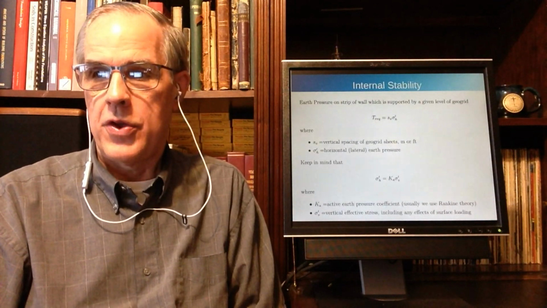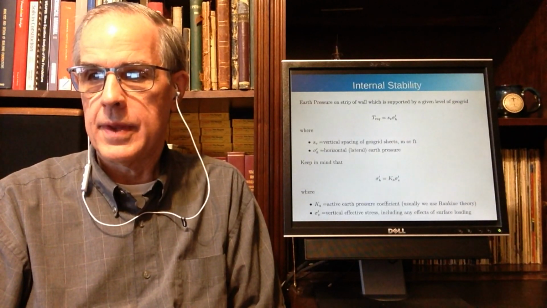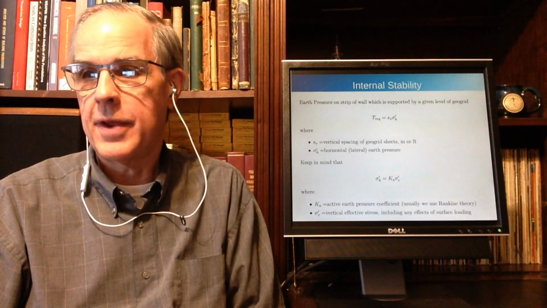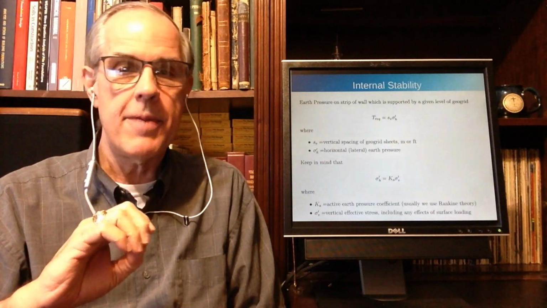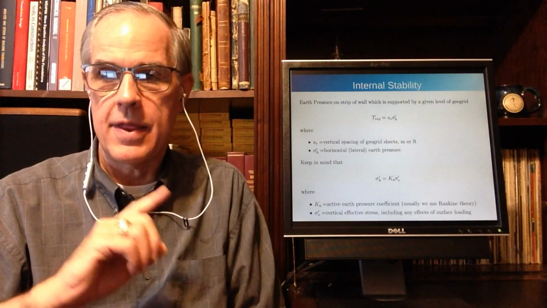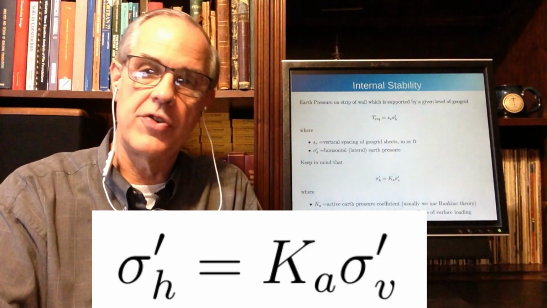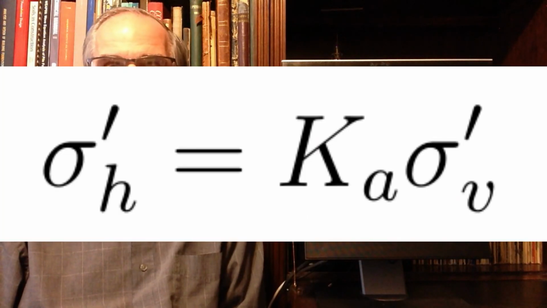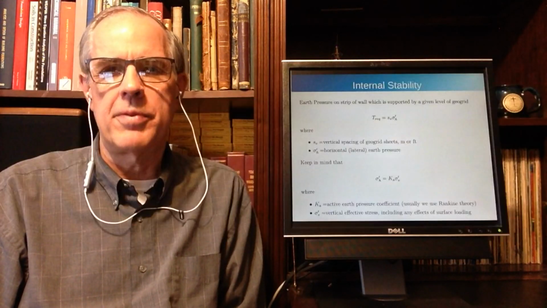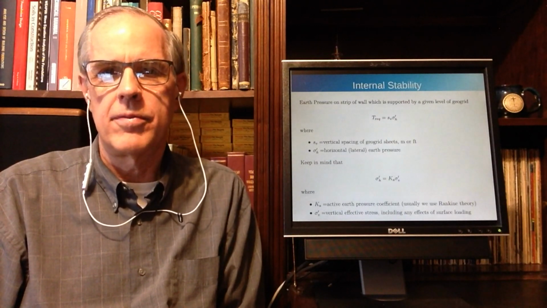The earth pressure is supported by that grid we talked about. Keep in mind, however, that we break down that horizontal pressure into vertical pressure times the active earth pressure coefficient. And for our purposes, we're going to stick mostly with Rankine. Usually we use Rankine theory in this case.